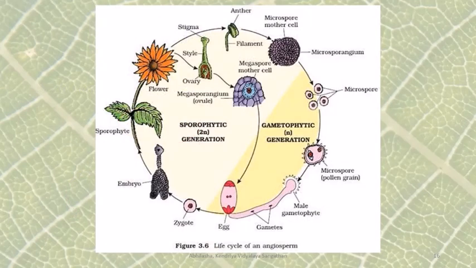Now here is the diagram of the life cycle of an angiosperm. You can see here that the plant form we see around us is the sporophyte of the angiosperm. The gametophyte phase is restricted to the germinating pollen tube and the embryo sac.